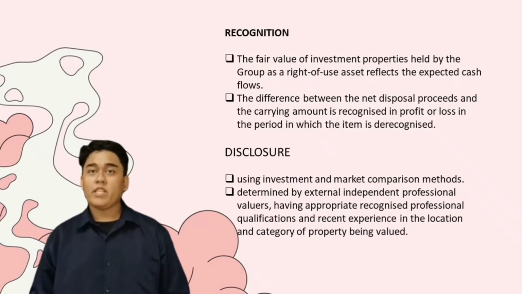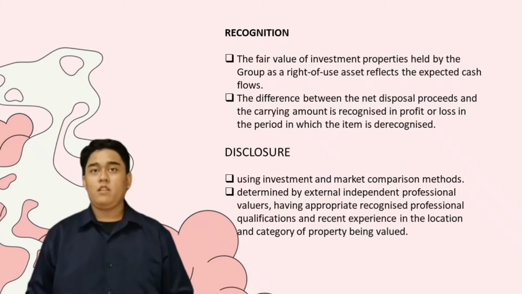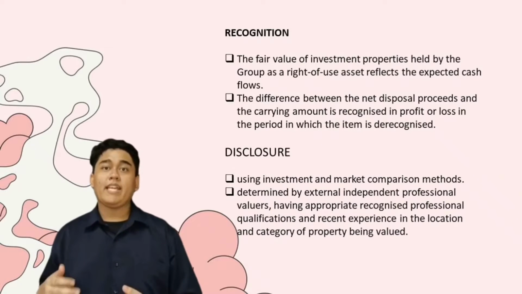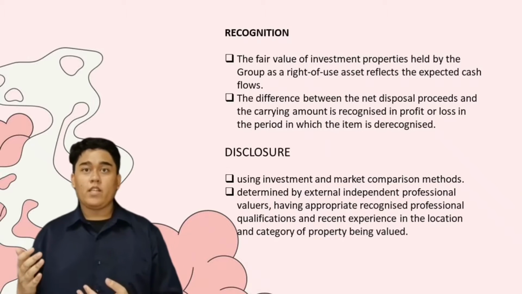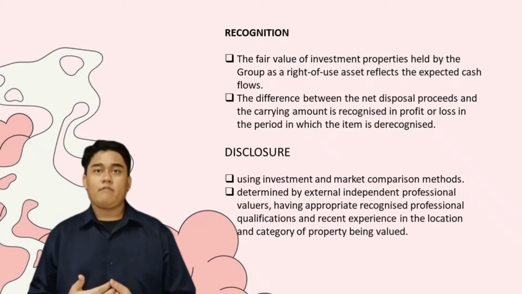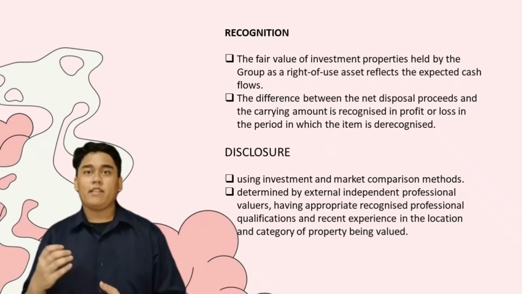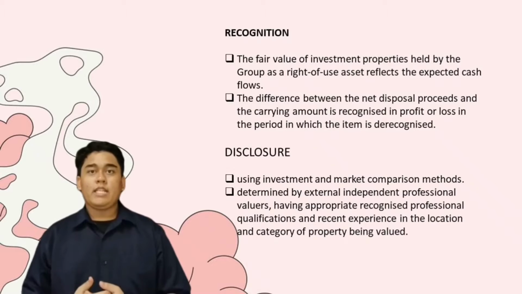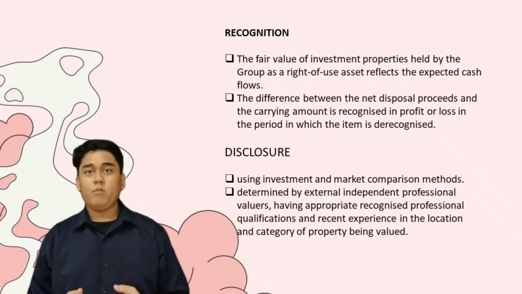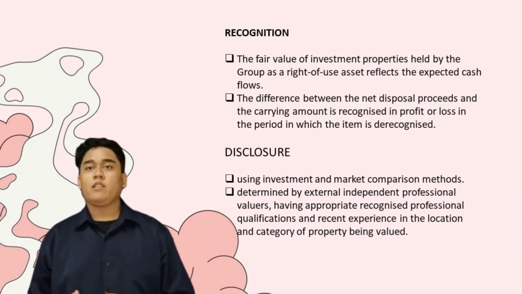Lastly, for investment property, I will explain about disclosure. The group estimates the fair value of its investment property using the investment and market comparison method. The fair value of investment property is determined by an external independent professional valuer, having appropriate recognized professional qualification and recent experience in the location and category of property being valued. The independent professional valuer provides the fair value of the group's investment property portfolio annually.